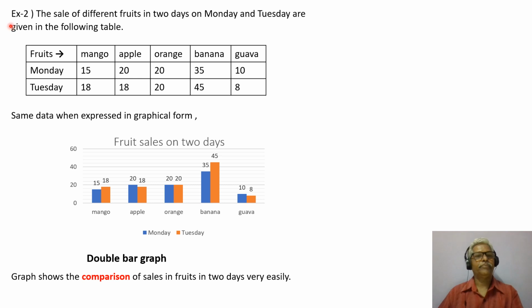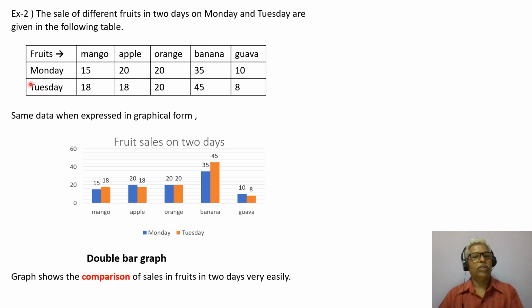Second example: the sale of different fruits on two days, Monday and Tuesday, is given in the following table. We have taken the sale of some fruits: mango, apple, orange, banana, guava, and we are comparing the sale of these fruits on Monday and Tuesday. This may be in kg, maybe in quintal, that is immaterial. If the shop is small, then maybe in a dozen. We are just trying to compare the data.